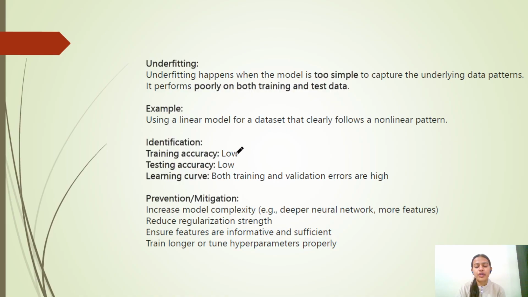Identification: training accuracy is low, testing accuracy is also low, and in the learning curve, both training and validation errors are high. Prevention or mitigation: increase model complexity, reduce regularization strength, ensure features are informative and sufficient, train longer or tune hyperparameters properly. So for this video, we have seen question number 5 and 6.